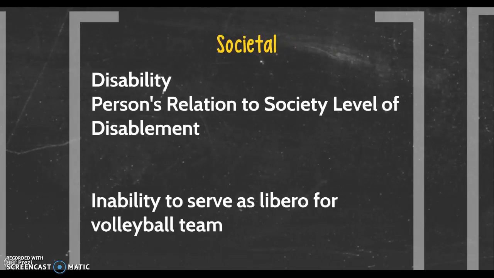As we continue on with patient care, we want to look at the societal aspect of a patient. This is the disability, or the relationship to societal levels of disablement. Because the person is unable to jump at 80% or is unable to squat for serve-receive, this hinders them from serving as a libero for their volleyball team. And so this starts getting into what it can do for the person as a whole.